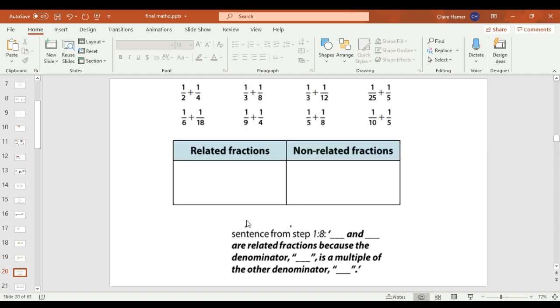So the final activity for today is to look at related and non-related fractions. So what I mean is when you look at a calculation, you need to make the denominators the same to be able to work out the answer. So the stem sentence is, if I choose one as an example, 1/6 add 1/18 are related fractions because the denominator 18 is a multiple of the other denominator 6.